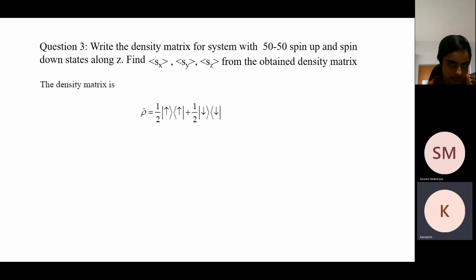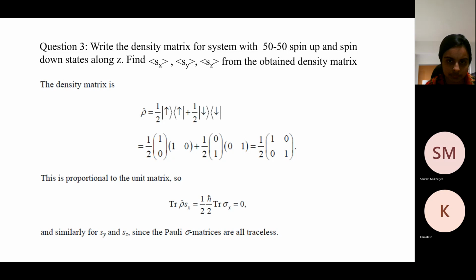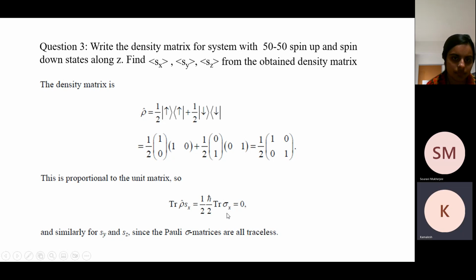Ma'am, is it zero? Okay, the trace is zero. So the trace is 0. Okay. So if you do sigma y, that would also turn out to be 0, right?